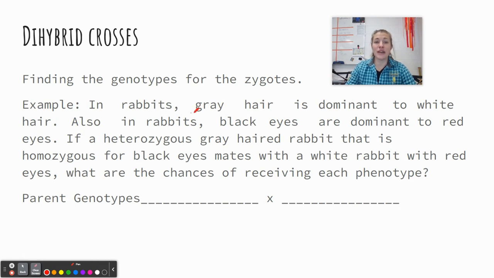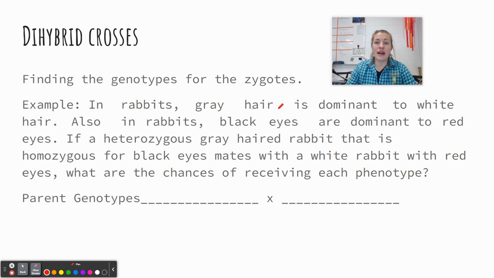So for example, in rabbits, gray hair is dominant to white hair, and in rabbits, black eyes are dominant to red eyes. So if a heterozygous gray-haired rabbit that is homozygous for black eyes mates with a white rabbit with red eyes, what are the chances of receiving each phenotype? The first thing that I'm going to do in this problem is assign letters.